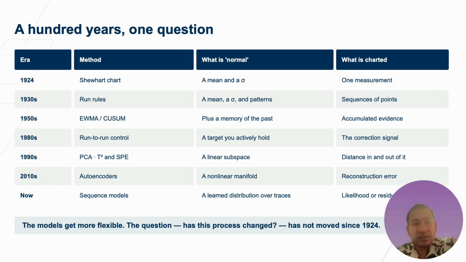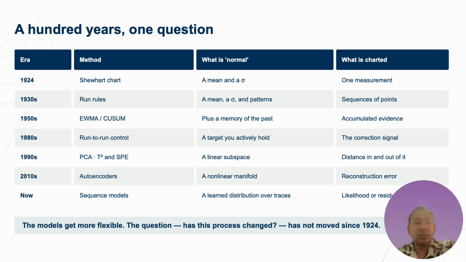Alright, so that brings us to the end of this lecture. Let me close the unit with the whole arc on one slide. 1924, Shewhart, normal is a mean and a sigma, you chart one measurement. 1930s, run rules, normal is a mean, a sigma, and a set of patterns. You chart sequences. 1950s, EWMA and CUSUM, add a memory, you chart the accumulated evidence.